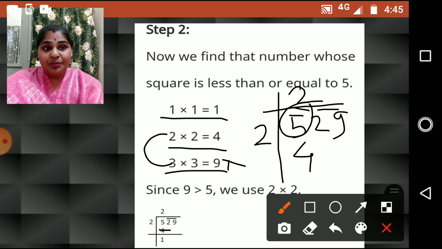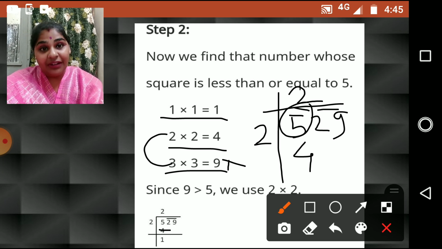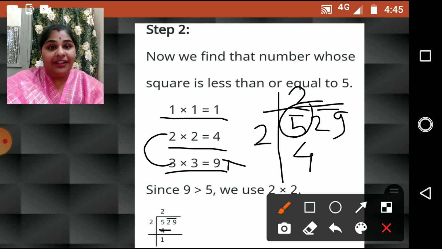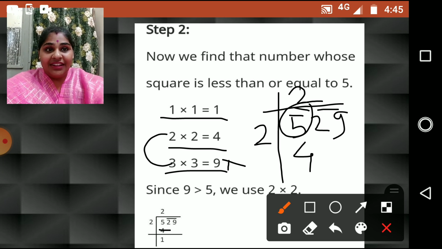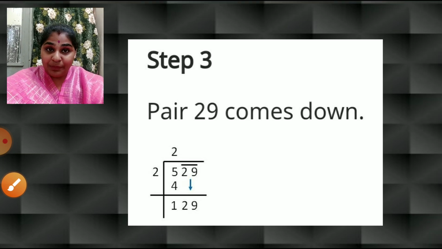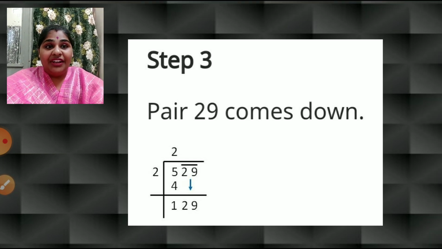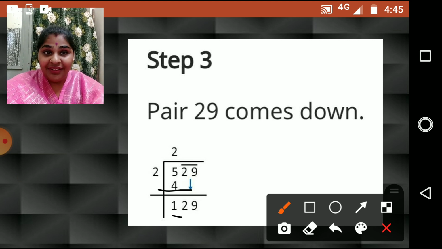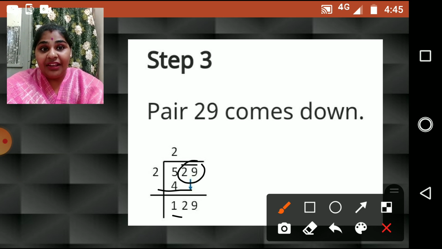This is clear, what we have to do. For the first pair you have to take, whether it may be a pair or a single number, such a number whose square will be less than that number. Once this is done, your step 2 is done. Now coming to step 3, the pair 29 comes down. Till here we have done. Now 5 minus 4 will be 1, and the whole next pair will come down.